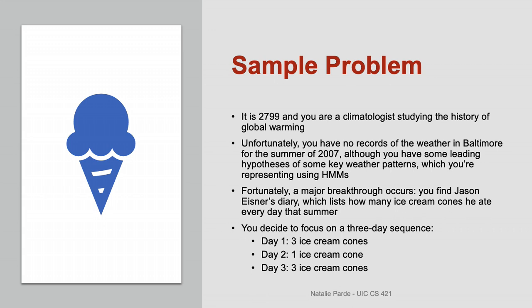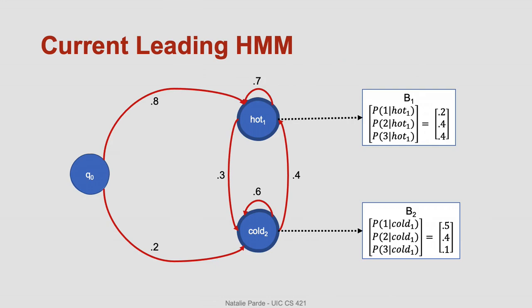Here's our 3-day sequence of observations. On day 1, he ate 3 ice cream cones. On day 2, he ate 1 ice cream cone. And on day 3, he ate 3 ice cream cones again. So here's our current HMM that we're working with: our hypotheses about weather patterns represented as the transition probabilities, and our hypotheses about how likely Jason was to eat 1 ice cream given that it was hot and so forth, represented as observation likelihoods.